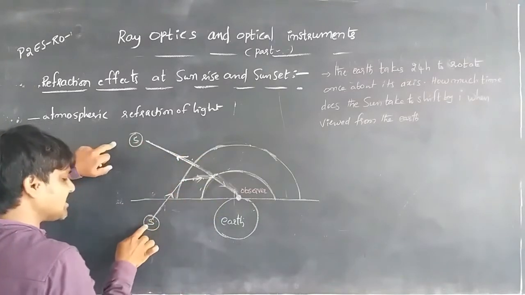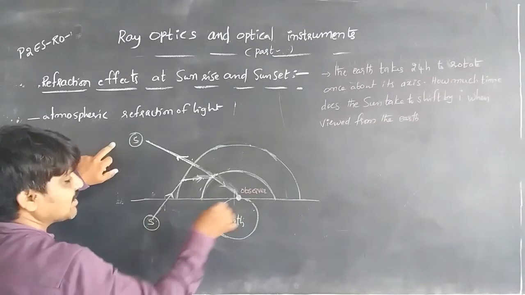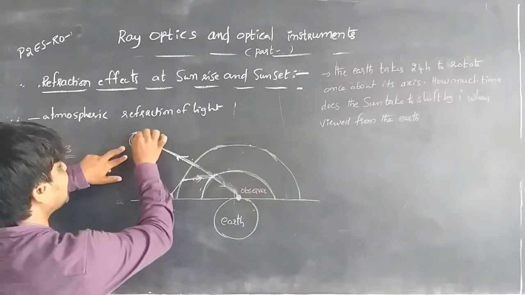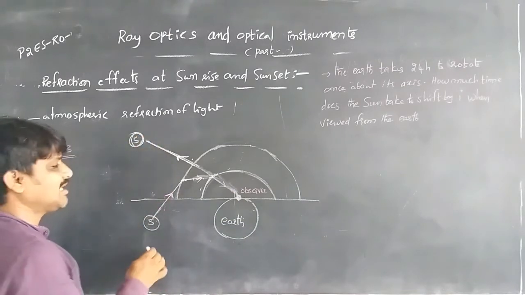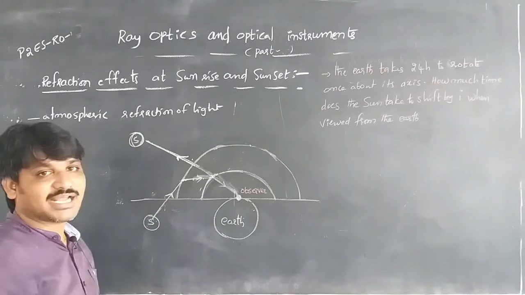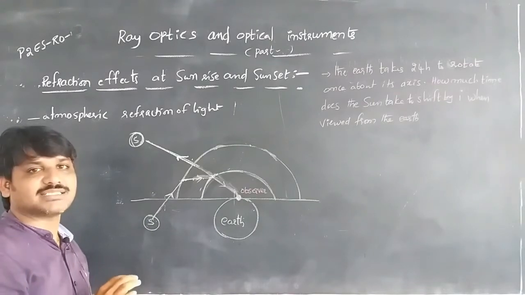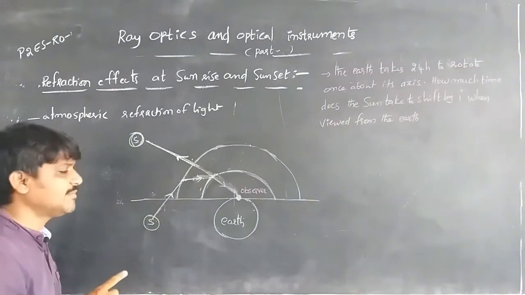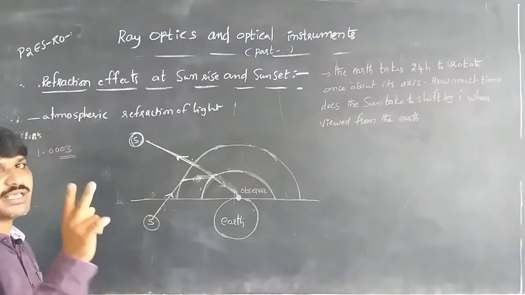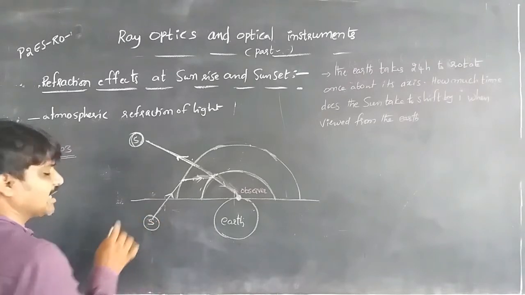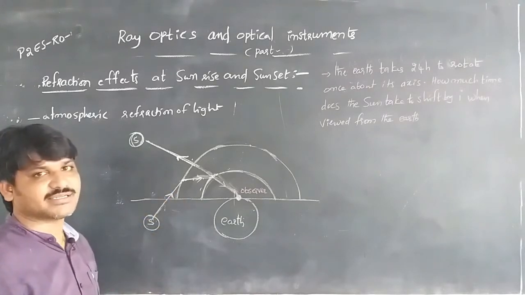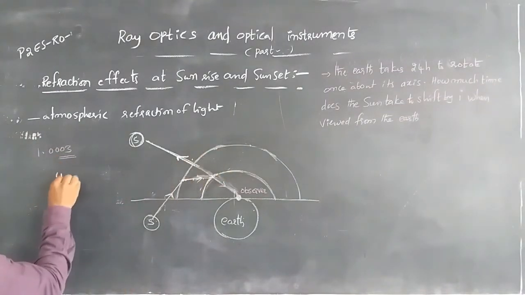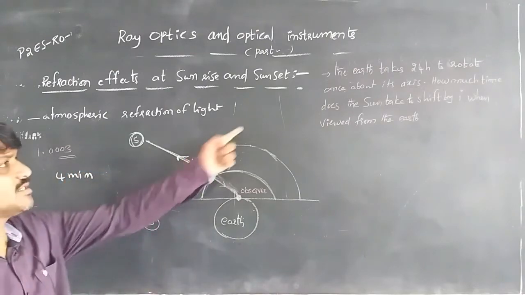The sun's actual position is in this place, but the observer sees, due to the atmospheric refraction, the apparent position of the sun here. When the sun is moving, we can see it before the sunrise, and in the evening after the sunset, due to the time lag. The time difference will be 2 minutes for the sunrise and 2 minutes for the sunset, so the total time is 4 minutes only. About this we can also solve one problem.